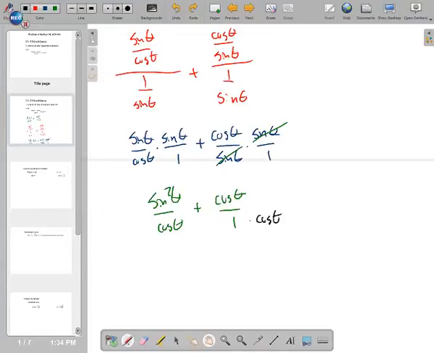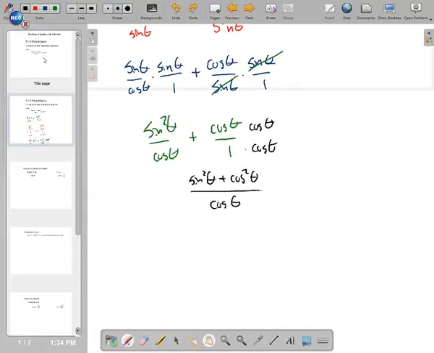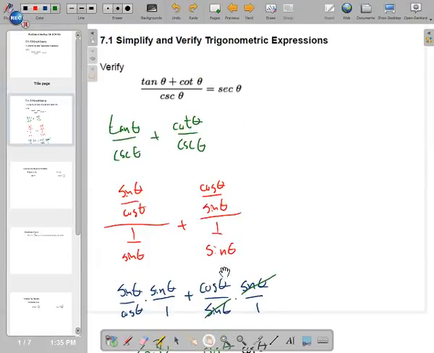I'm going to give this guy a cosine so that these guys have a common denominator. And now it's sine squared theta plus cosine squared theta over cosine of theta is the denominator. And hopefully you see it now, because this is a Pythagorean identity. Sine squared plus cosine squared is 1. 1 over cosine theta is the secant of theta. And that's what we were trying to get, so we're done.